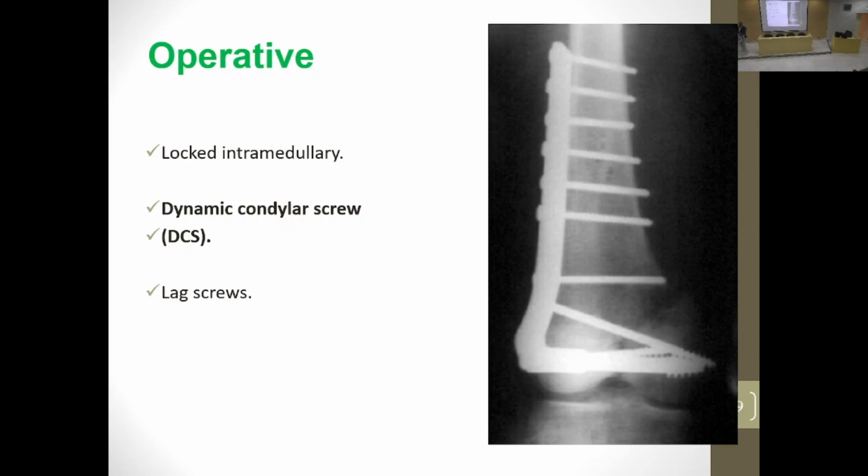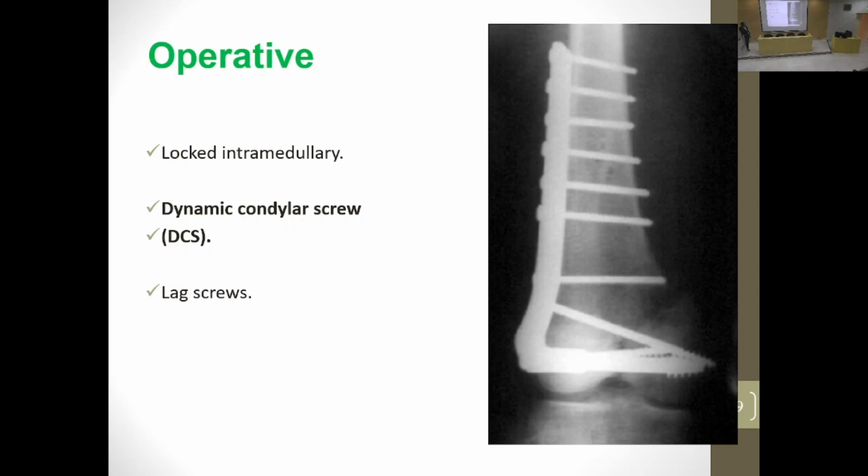There are anatomical plates with different shapes, with a screw bringing the fracture into its place, and then you put a side plate with different angles and multiple screws for the condyle. You bring the fracture reduced, like locked plates, or sometimes you can even use a retrograde nail.